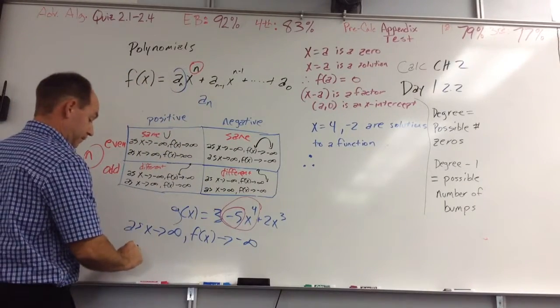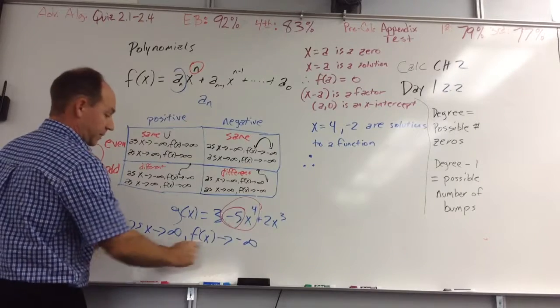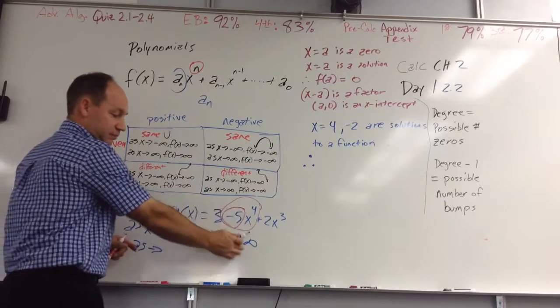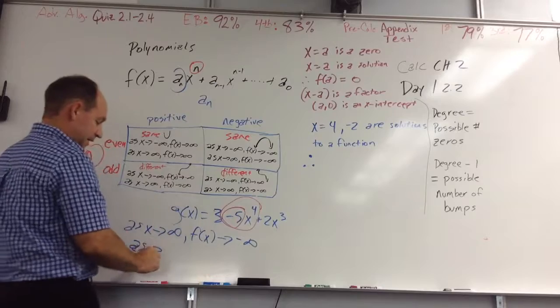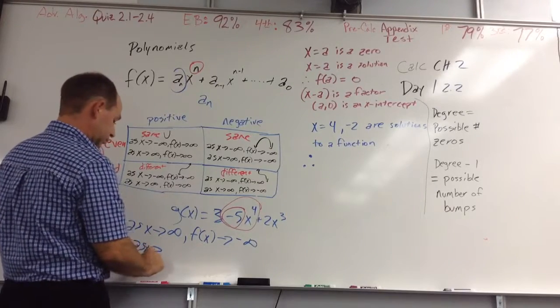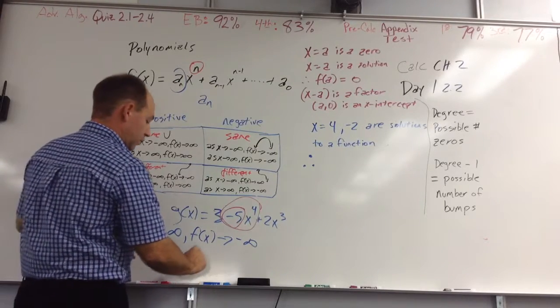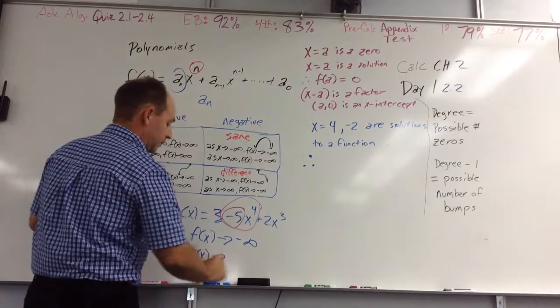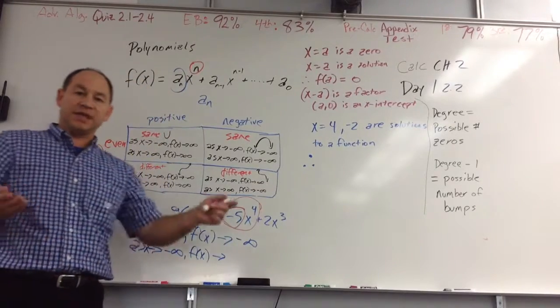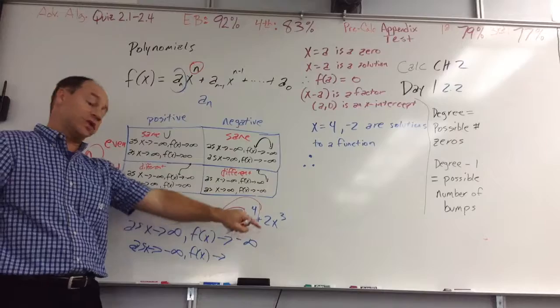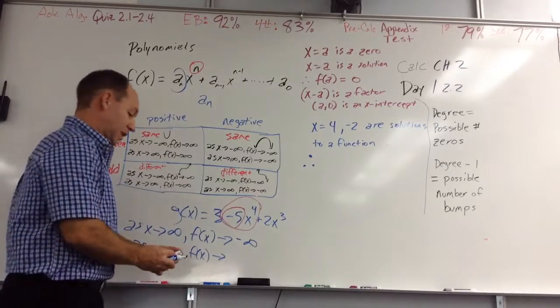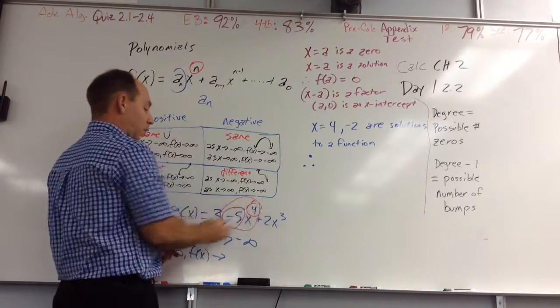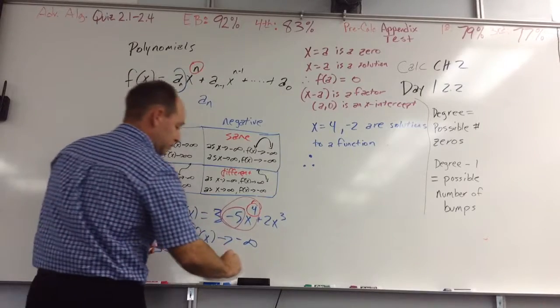But as x approaches negative infinity, what does f of x do? Well, now I need to get into this. Does it do the same thing because it's even, or does it do different things because the degree is odd? So I look at the degree up there, and I say, well, what is the degree? It's 4, which is even, so it will do the same thing.